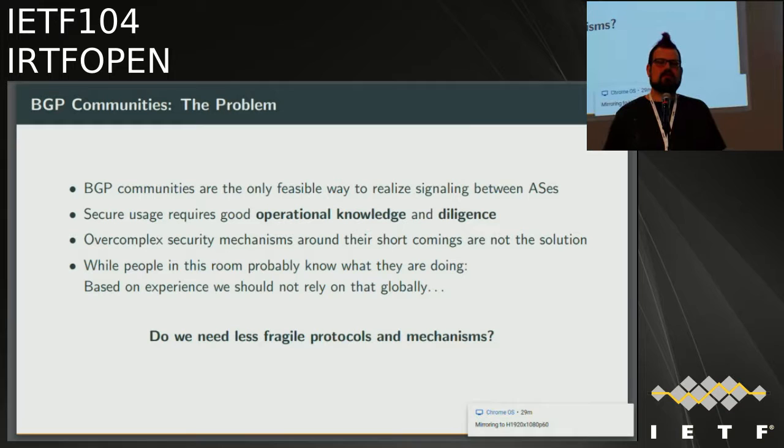So the question is, do we still want protocols that allow people to make mistakes that will break other people's networks? Or do we need an evolution in protocols here that are less fragile and more usable, to prevent people from shooting themselves and others in the foot?